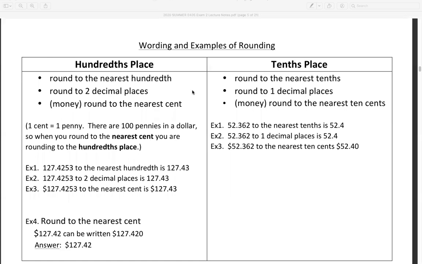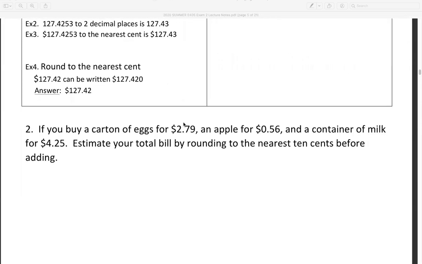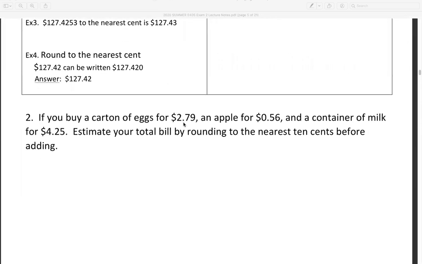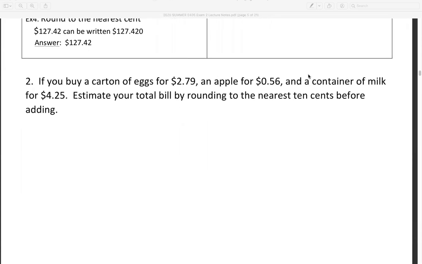All right, so let's look at the last example here. If you're buying a carton of eggs for $2.79, an apple for 56 cents, and some milk for $4.25, estimate your total bill by rounding to the nearest 10 cents before adding. Okay, so when you're rounding to the nearest 10 cents, that means you're rounding to the tenths place. The number to the right is greater than or equal to 5, so we're going to go up.